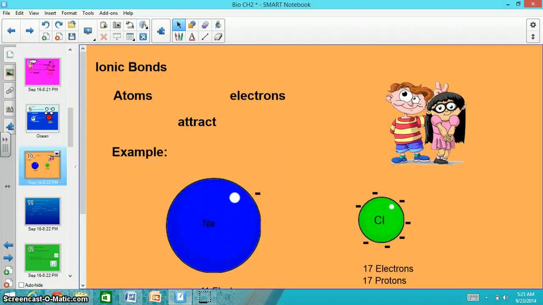A third type of bonds are ionic bonds. And ionic bonds form when atoms either lose or gain electrons. And when this happens, electrons have a negative charge. It allows for the whole idea of opposites attracting. And an example of this is sodium chloride, or table salt.